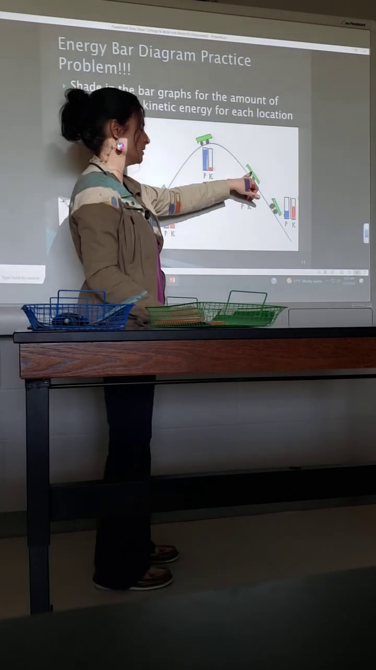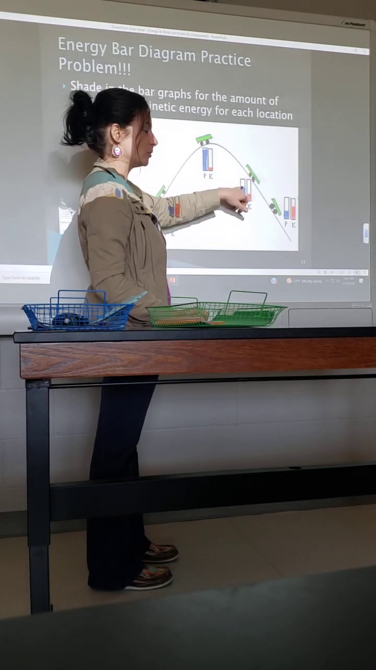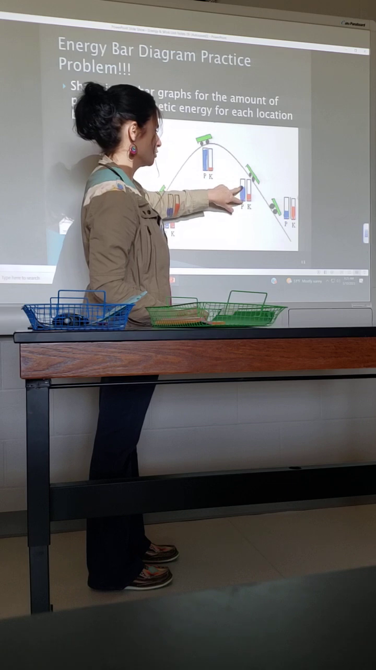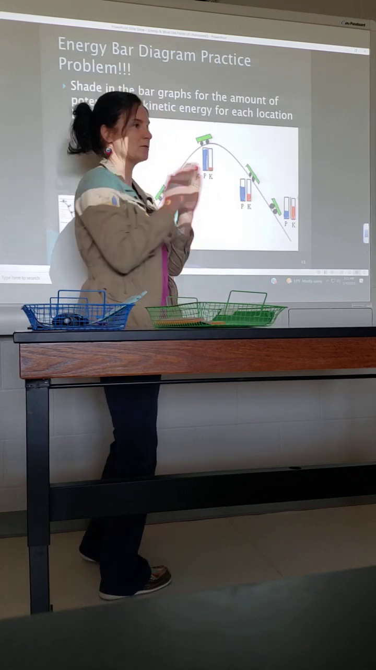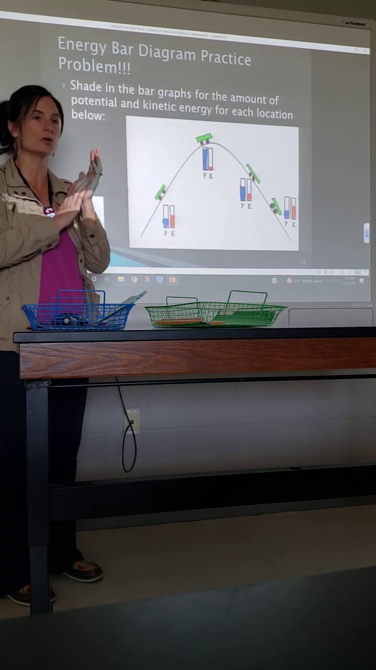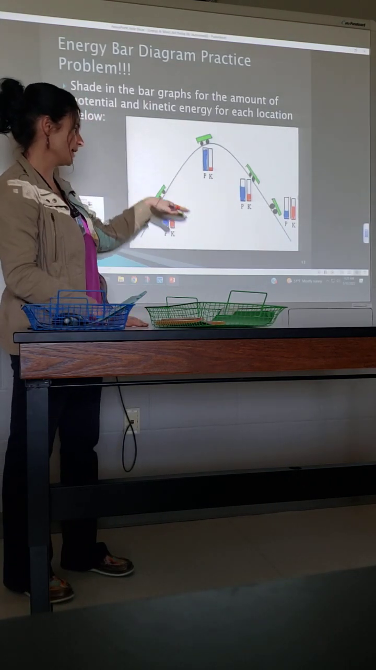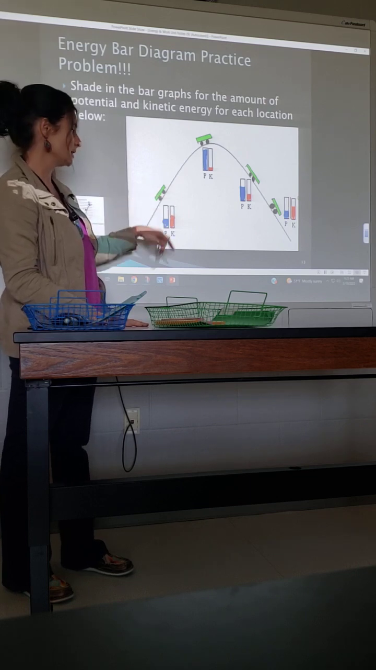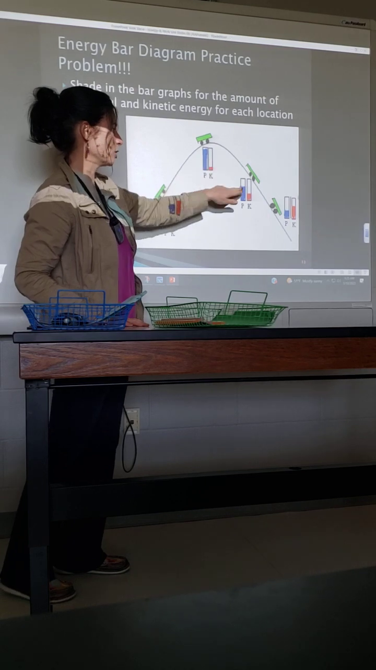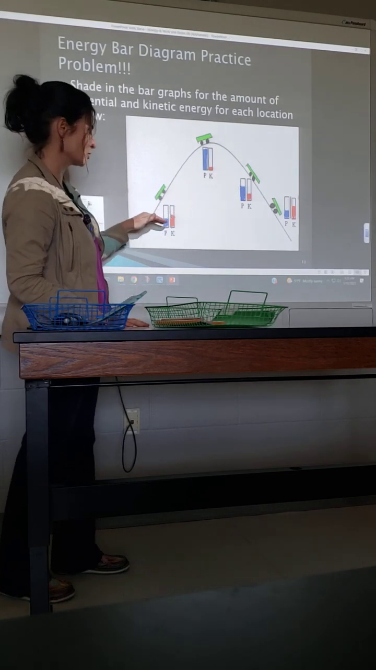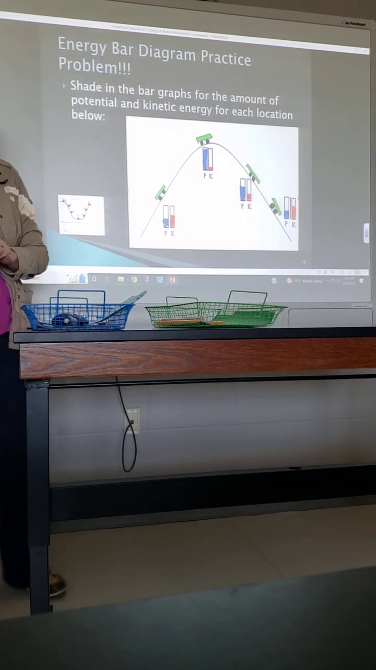And then this is the second highest, so I'm going to make this my second tallest potential bar. Whatever I don't use as potential, I need to fill in with kinetic, and make sure those two colors, if stacked on top of each other, would totally fill the bar. Then I go to my third highest, and notice you're making the bar a little bit shorter and a little bit shorter as you lose height going down those hills.